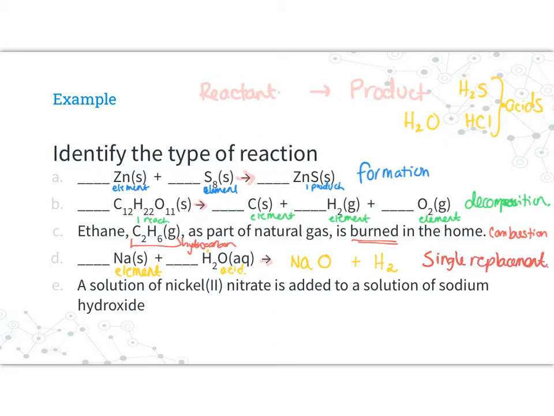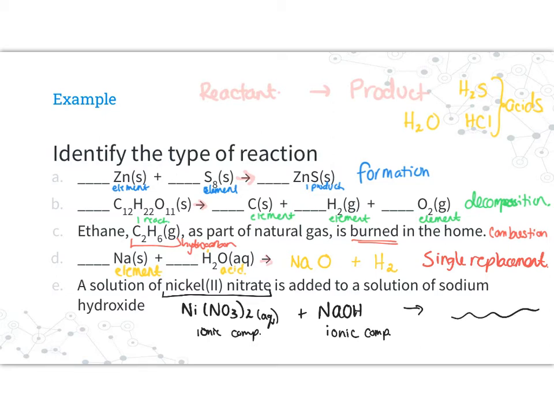And last but not least here, a solution of nickel 2 nitrate. We could write the formula for that: Ni(NO3)2. And it's a solution, so its state is aqueous, is added to a solution of sodium hydroxide. So in this case, we have an ionic compound and another ionic compound. Two ionic compounds reacting together to make some sort of product is a double replacement.